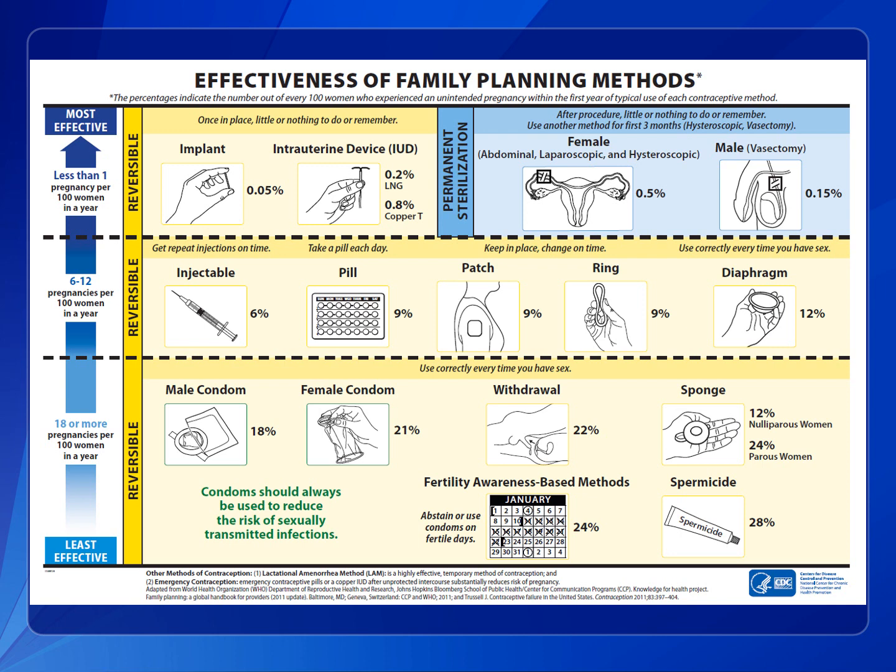The middle row shows moderately effective methods in which 6 to 12 women out of 100 will become pregnant with 1 year of use.